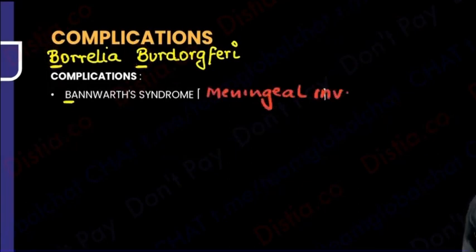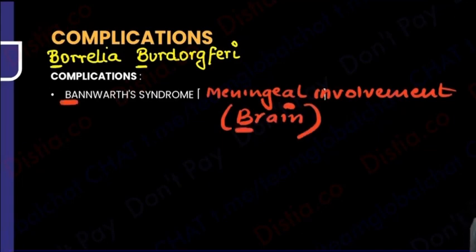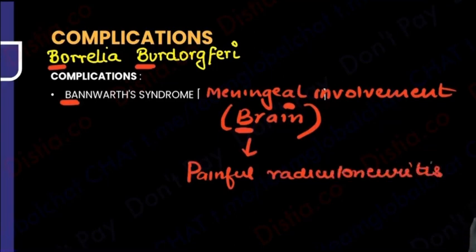It can show you meningeal involvement, and meningeal involvement basically means that there is going to be brain involvement, right? So simple. Bannwarth syndrome is what you call it. Borrelia burgdorferi causes Bannwarth syndrome, which is nothing but the involvement of the brain, and that is going to result in painful radiculoneuritis. Painful radiculoneuritis. You will ask me, what is painful radiculoneuritis?